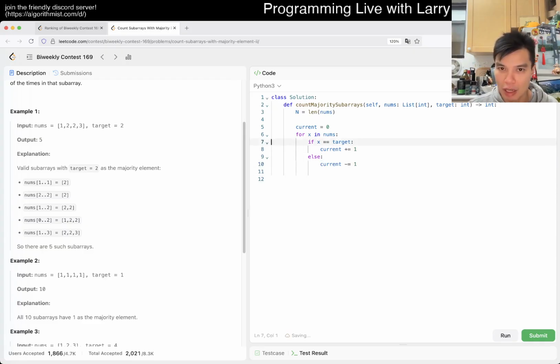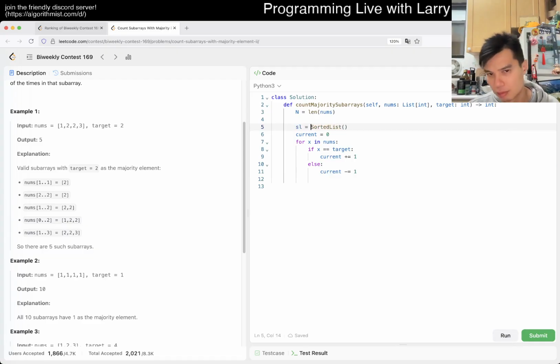And then now we want to say, let's just have a sorted list, so that I can do the question much easier. Of SL bisect left. I think that's it, right? Something like that. If I can type correctly.